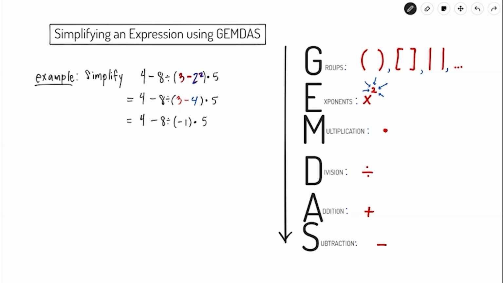Let's continue. As we see, it gets a little bit more simple each step of the way. So next, what operations are we left with? I see I have a minus, I have a division symbol, and a multiplication symbol, so I need to know which one to do next. We go to our list of operations. There's no groups to consider. There's no exponents. I do see multiplication, but I also see division.